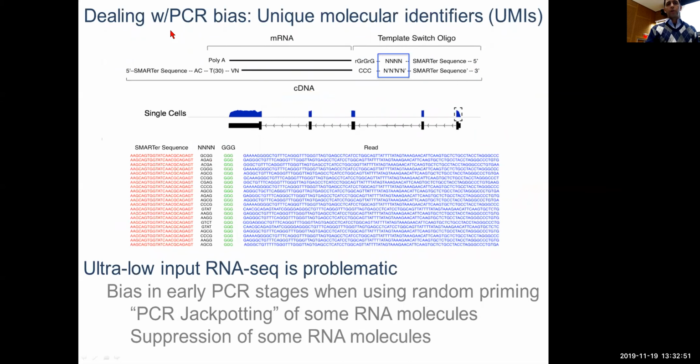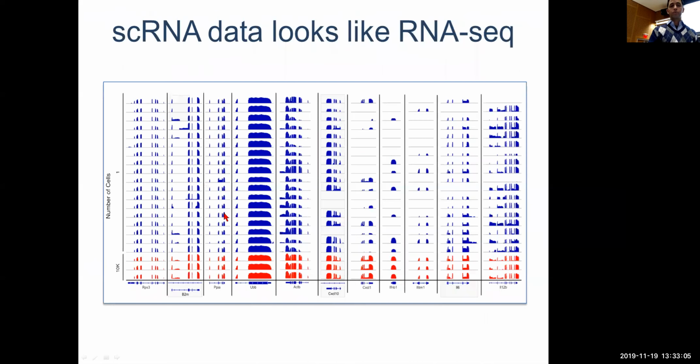There are ways of dealing with PCR bias, as I mentioned. You could amplify a single RNA molecule over and over again, but having a unique molecular identifier, with N and N, can allow you to distinguish those.